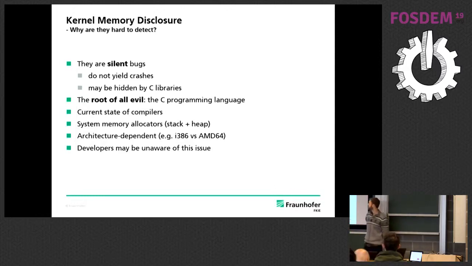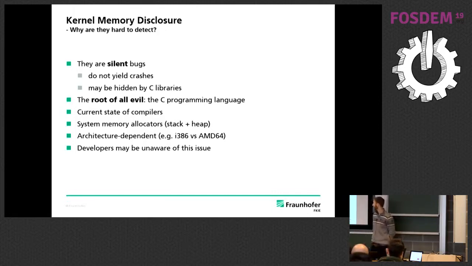Also, the current state of compilers doesn't help. I mean, they tell you if there's a non-initialized variable, but then they fail if there are nested structs of structs and stuff like that, and they don't give you a hint that there may be a kernel memory disclosure. System memory allocators are also a reason, because usually the kernel stack is not zeroed out, it's uninitialized. The heap returns in many cases uninitialized memory that could be leaked to the userland.